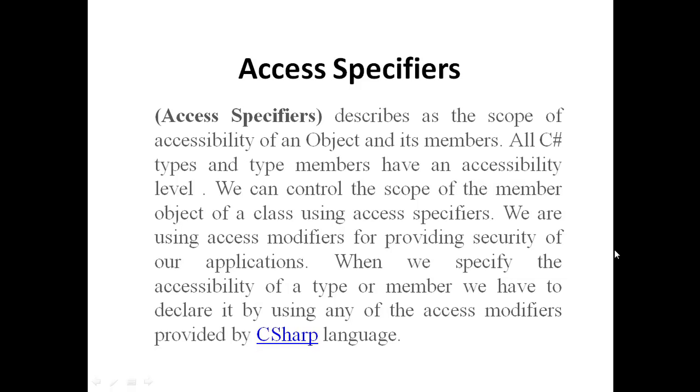When we specify the accessibility of a type or member, we have to declare it by using any of the access modifiers provided by the C# programming language. There are 5 access specifiers.